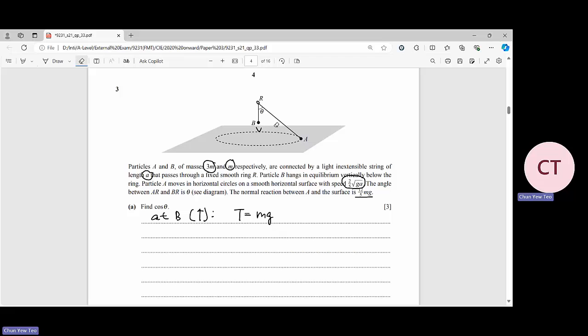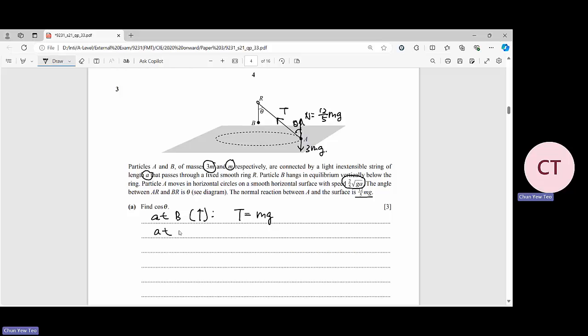And as for the particle A, you have a tension here, and this angle is theta. And you have another normal reaction force. The normal reaction force is 12/5 mg. And you have the weight over here, which is 3 mg. Okay, so this is what we have.